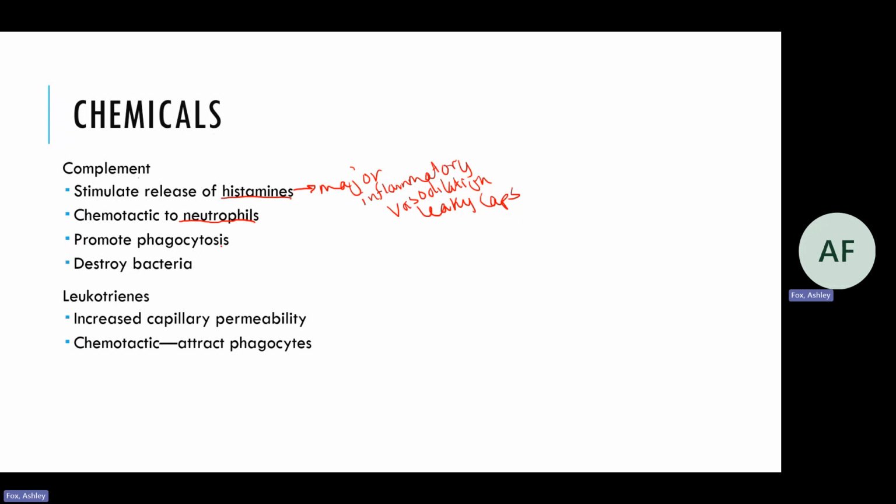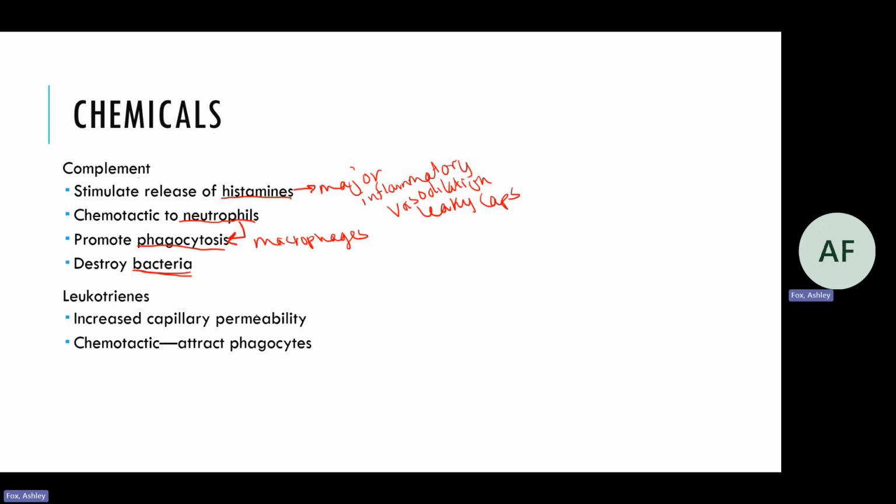Phagocytosis is going to be because you're calling the neutrophils to the area, then they are going to be your most abundant or most numerous phagocytic cell. You'll also bring macrophages to the area as well. And complement, the group of proteins themselves, can actually kill bacteria as well.